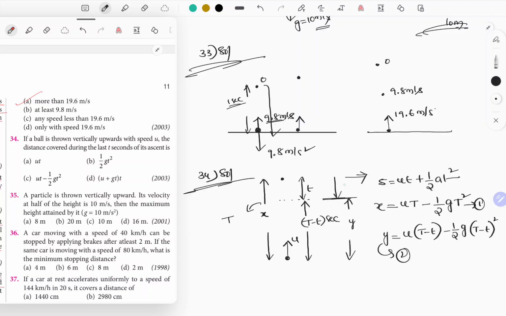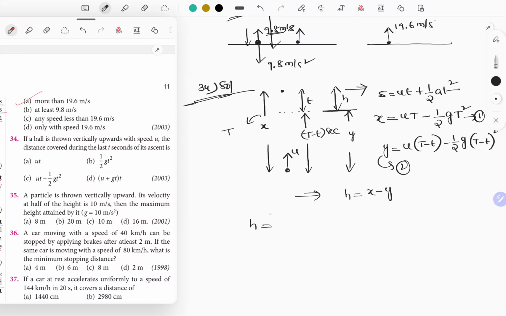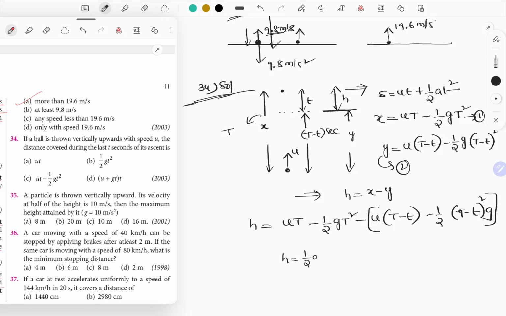Now I need the distance traveled in the last 1 second. To get the distance traveled in the last 1 second, let's say this is going to be h. To get the answer, what should I do? h is equal to x minus y, right? And try to understand. So h is equal to x, which is uT minus 1 by 2 into g into T square, minus y, which is u into (T minus t) minus 1 by 2 into (T minus t) whole square into g. So if you solve this equation, we are going to get the answer h is equal to 1 by 2 g t square.